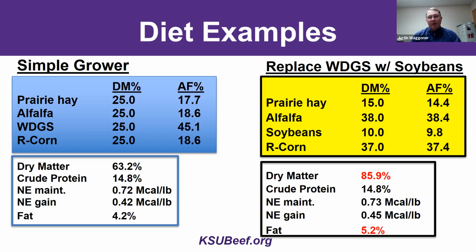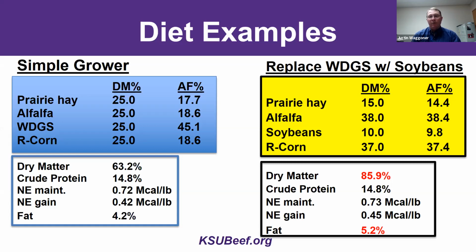As we look at the dry matter composition of that ration, here's some changes, right? As we go from 63, we've now got a much drier ration due to replacing the wet distillers grains. Our crude protein and our energy estimates are really right in line with where they were previously. What has also changed is the fat content. If we think about those whole soybeans having somewhere in the neighborhood of more than 20% fat content, the addition of those is going to increase the fat content of that ration.